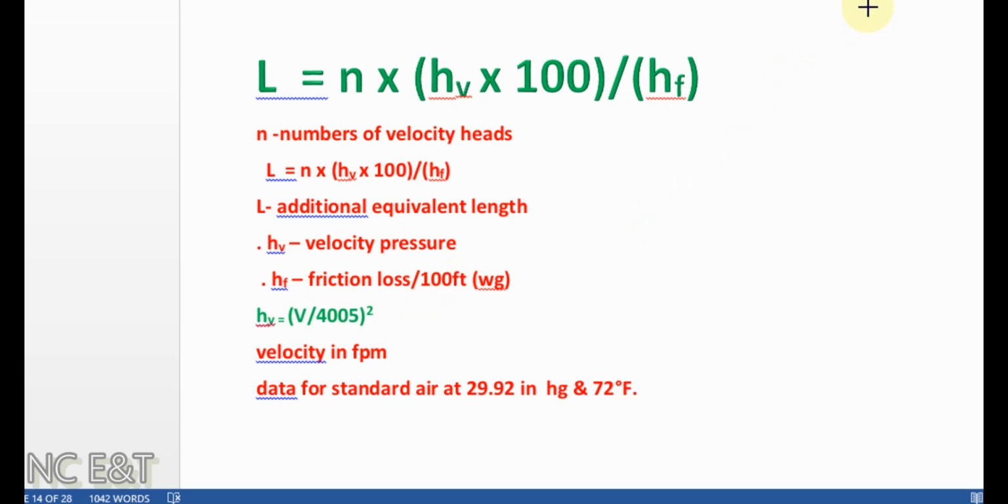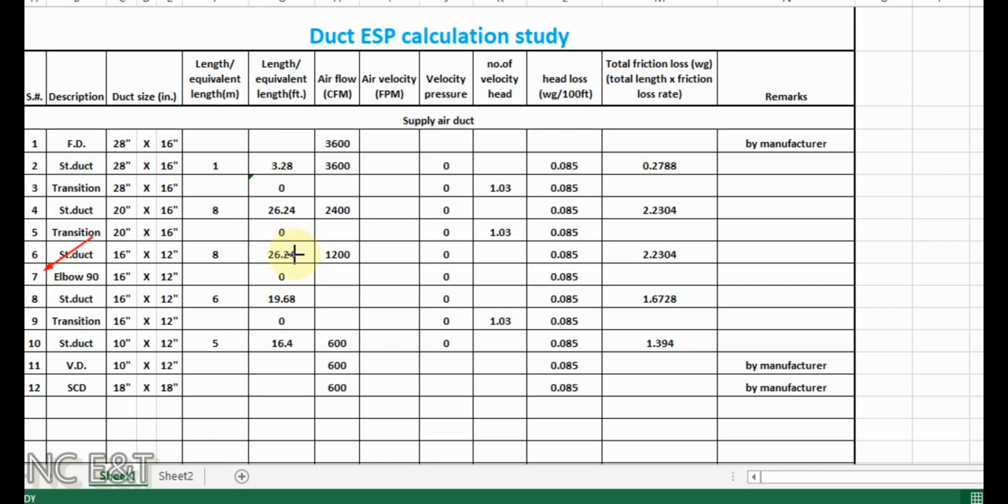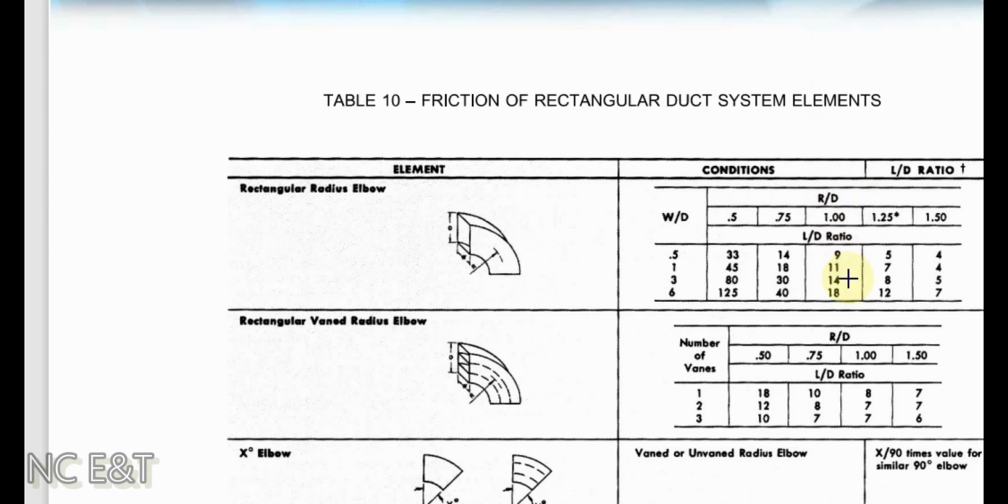in FPM. Item number 7 is a 90-degree elbow, and for the calculation of equivalent length for the 90-degree elbow we will use Table 10 from the Carrier handbook.